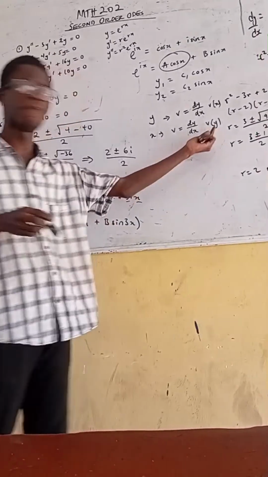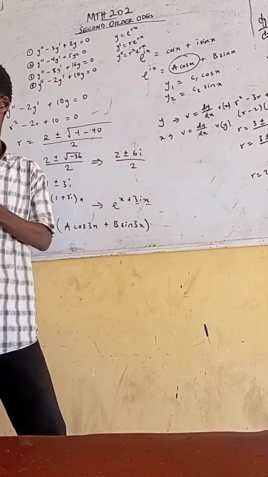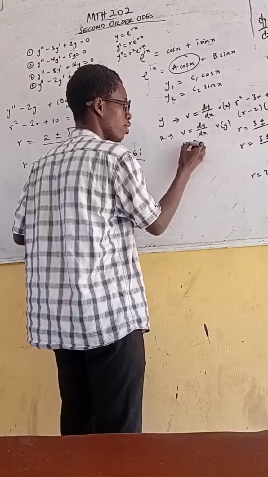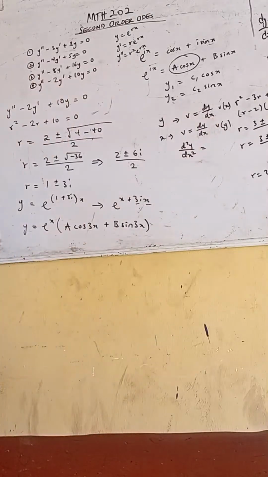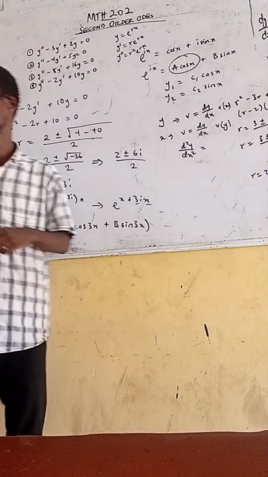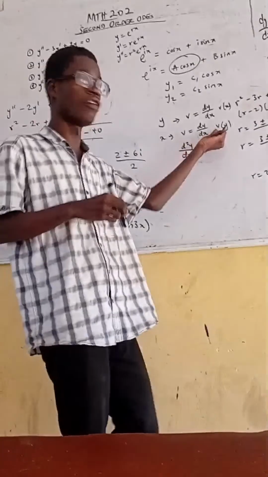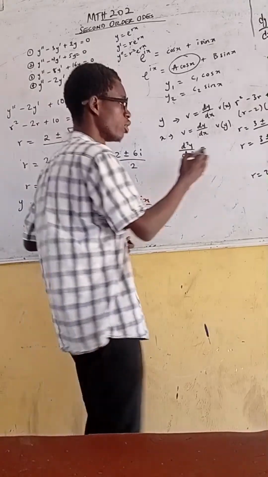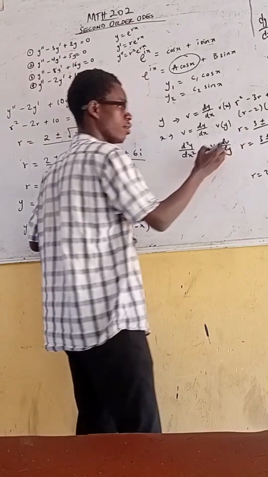Now look at this one. If v is a function of y and v equals dy dx, what will d squared y dx squared be? We want to differentiate v, but v is a function of y, and we are differentiating with respect to x. So since v is a function of y, our d squared y dx squared will now become v dv dy.